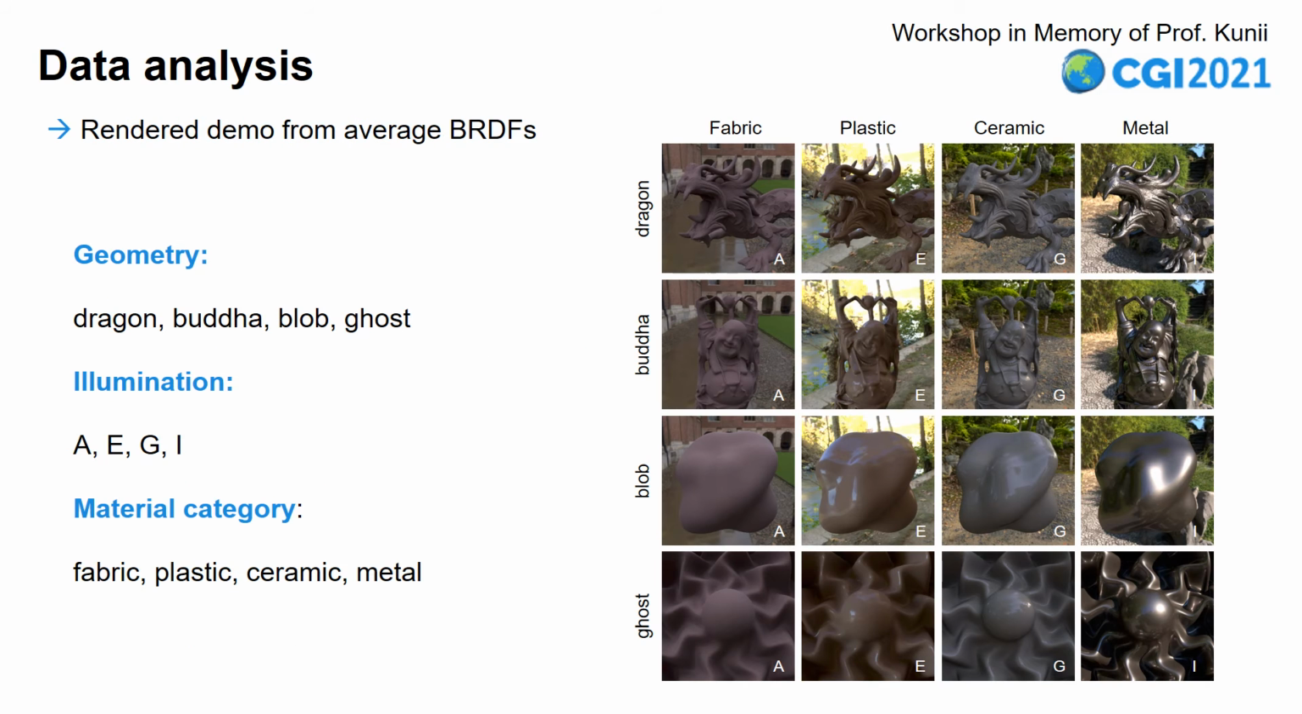To analyze complex interactions between geometry, illumination, and material category, we further limit our discussion to just 4 geometries, like the strongly tessellated dragon, smooth blob, and ghost that contains both smooth and high frequency parts. And just 4 illuminations, where A is smooth, low frequency illumination, and I features a strong, high contrast light source. And 4 material categories that show the strongest variations between gloss attributes.